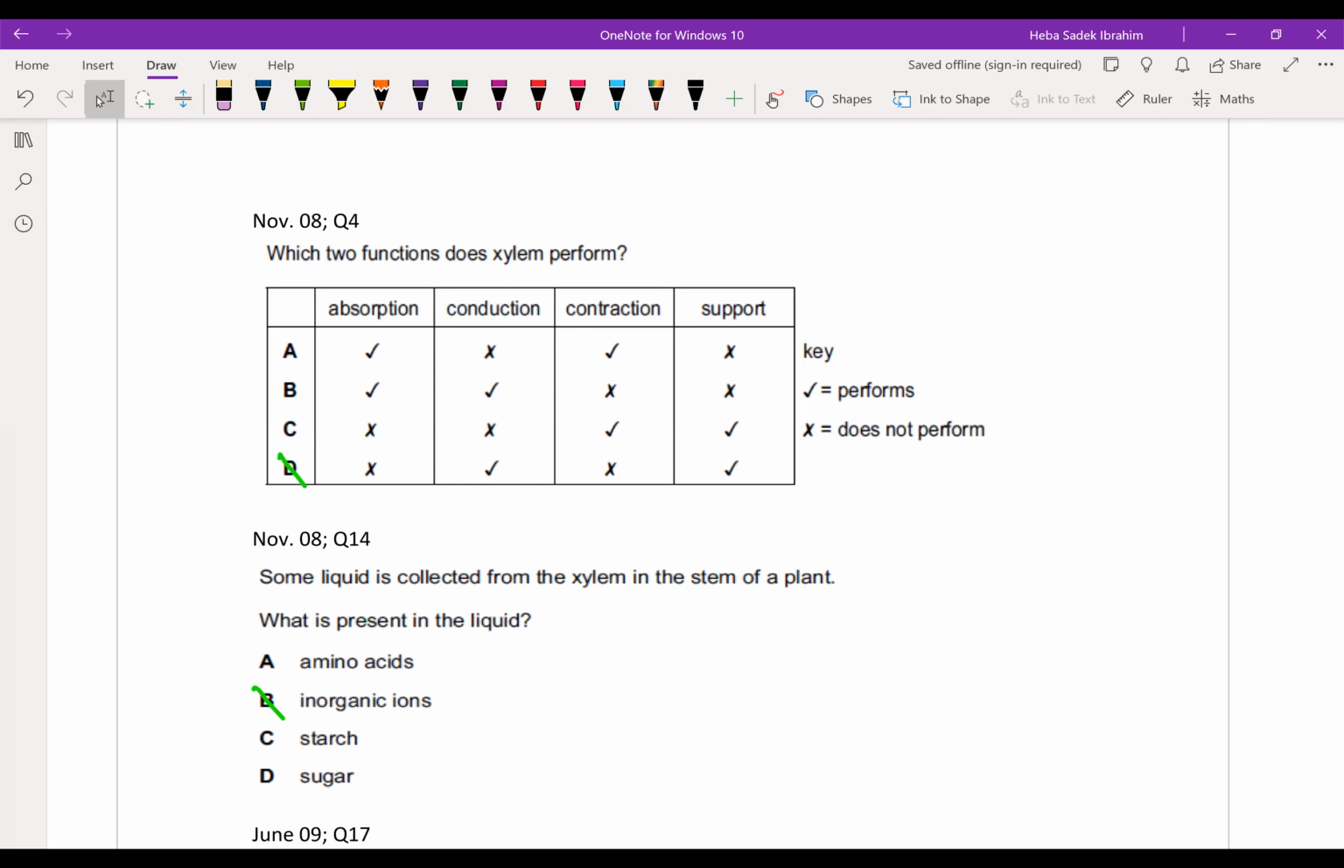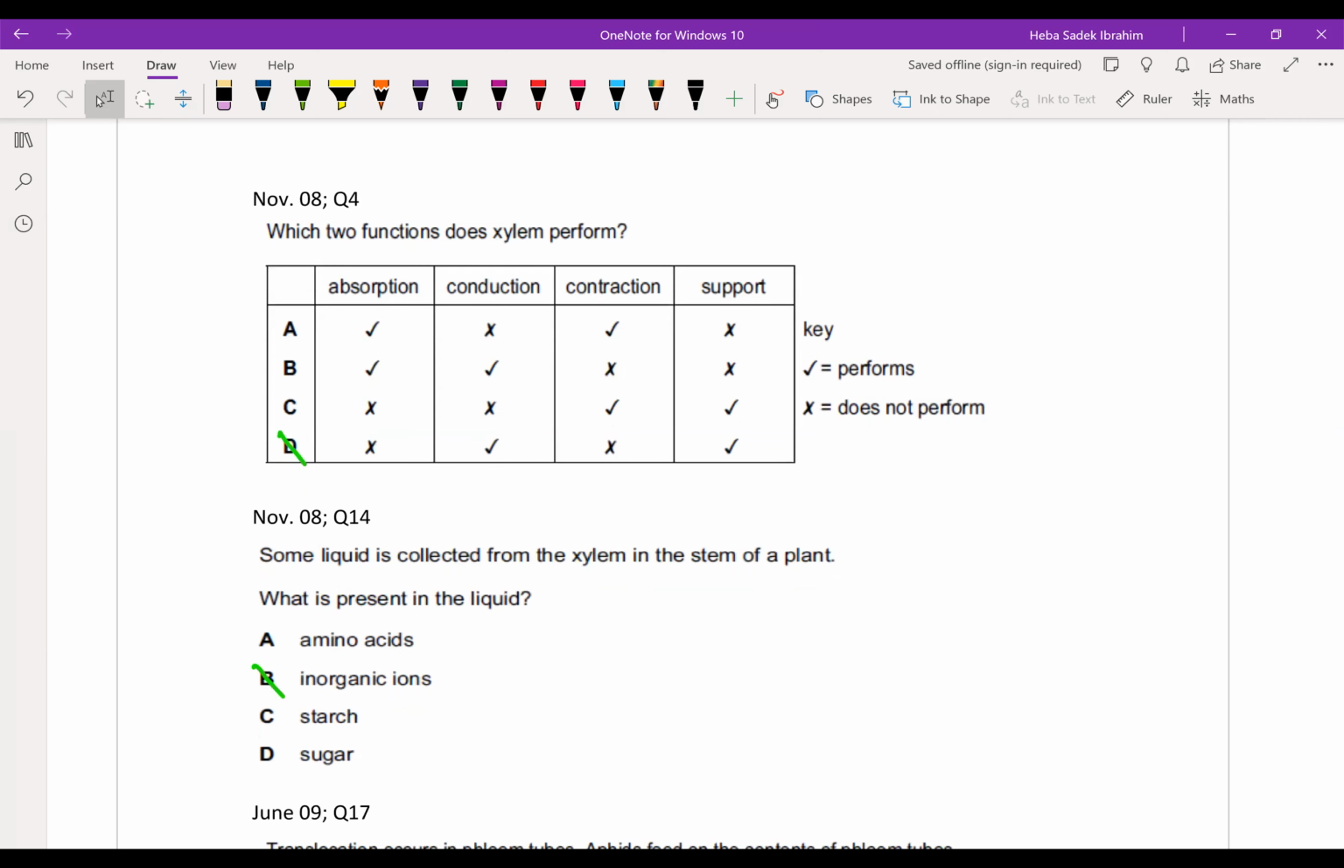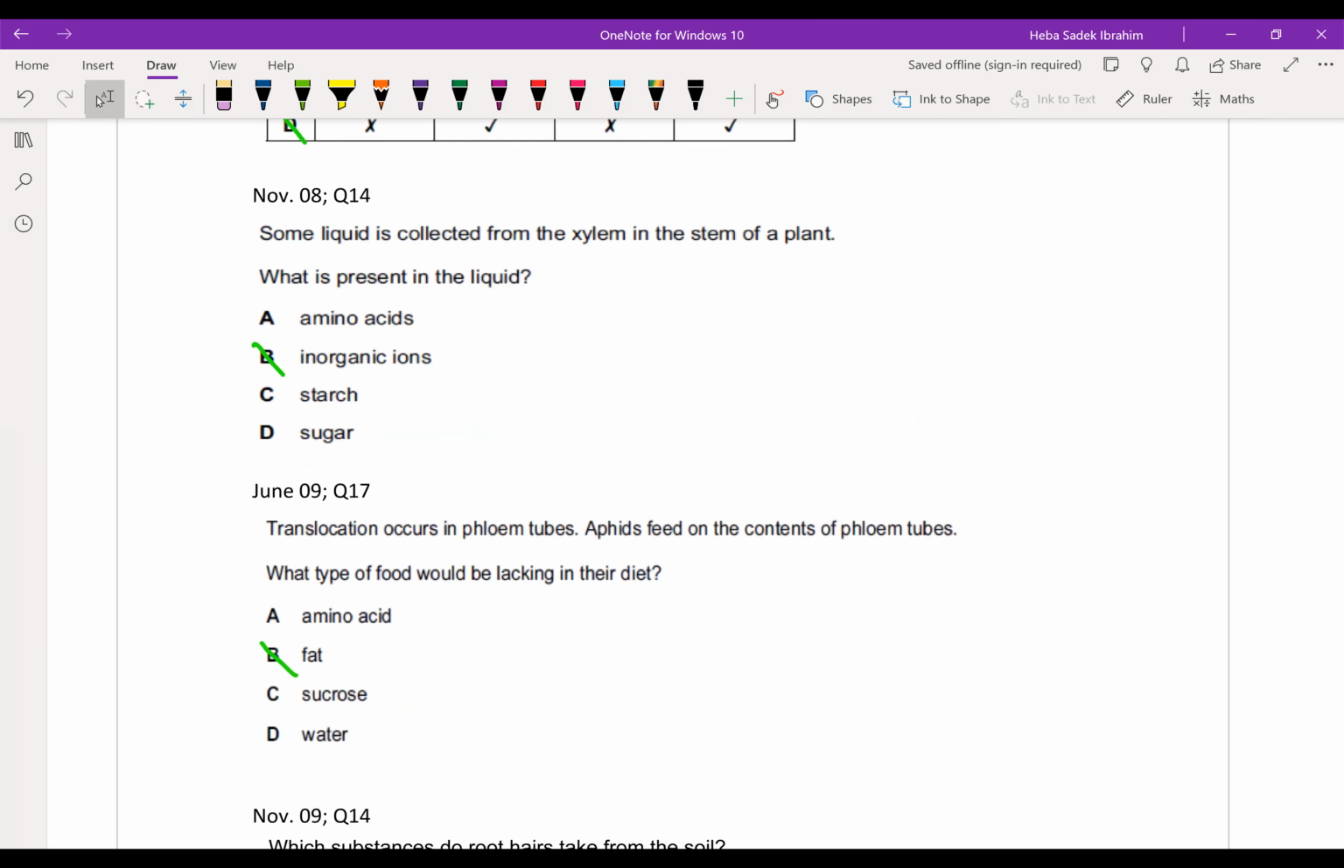To the point. Some liquid is collected from the xylem in the stem of a plant. What is present in the liquid? Inorganic ions. This is another way of saying minerals and another way of saying salts. يبقى ions أو inorganic ions أو ممكن أقول لك nitrates أو أقول لك magnesium salts أو phosphate salts كلها different ways of saying the xylem is carrying salts with the water.